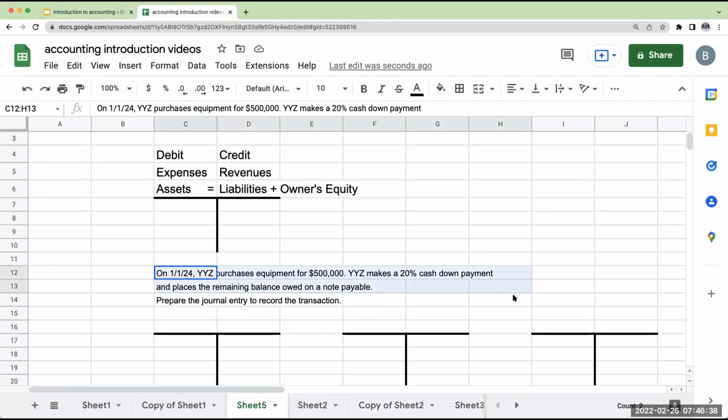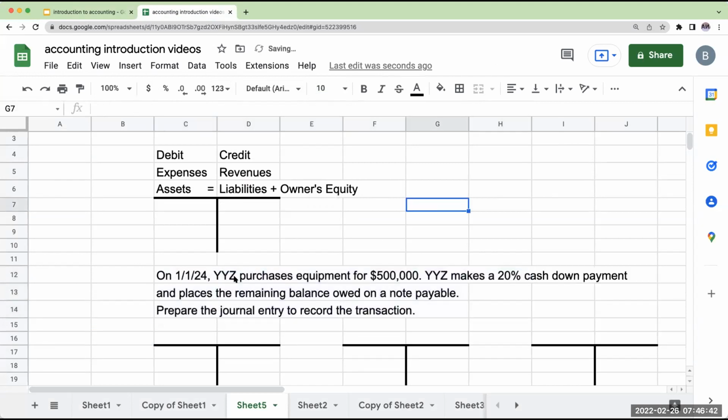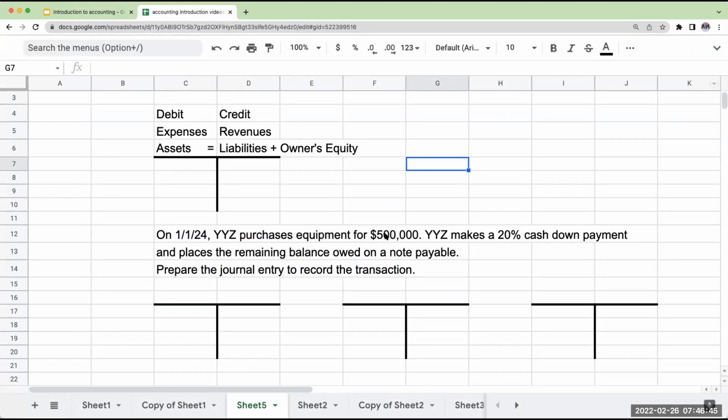So on January 1st, 2024, YYZ purchases equipment for $500,000. YYZ makes a 20% cash down payment and places the remaining balance owed on a note payable. Prepare the journal entry to record the transaction. So let's do this first, though, in T accounts.